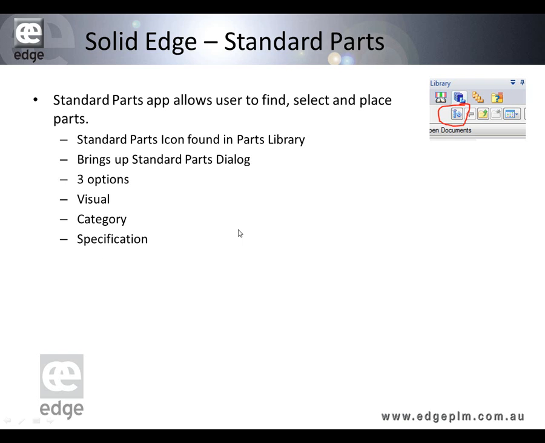Okay, the application itself comes up in the assembly mode. So when you're running an assembly, if you go to the parts library, you'll see an icon on here. Here's the icon. It's a bolt and a nut, I think, is the icon. You click on that icon, the library will come up.